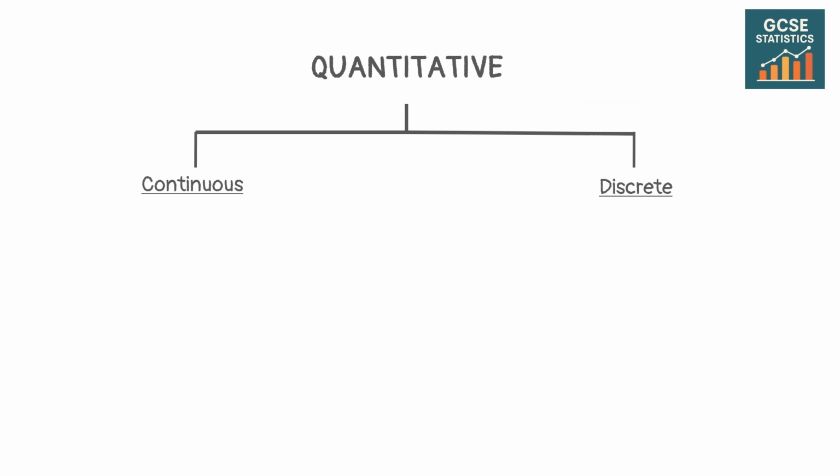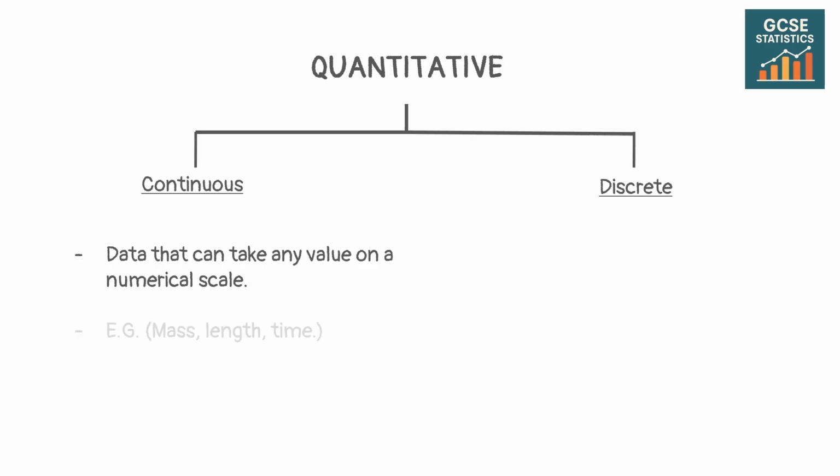So we have taken a look at what quantitative data is, and now we are going to look at how we can further break this down. Quantitative data can be broken into 2 types, continuous and discrete. Anything that is continuous is data that can take any value on a numerical scale. Examples of continuous data could be mass, length, or time. Some examples of these are shown below.